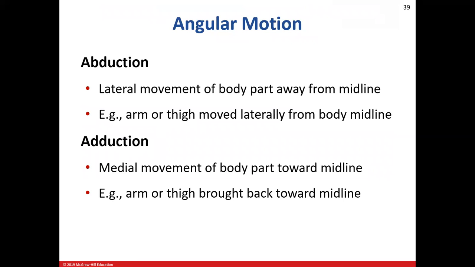Some other angular movements are going to be abduction and adduction. Abduction is where we have lateral movement of the body part that moves away from the midline. So this is as if we were taking your arm or your thigh and actually moving it laterally away from the midline of the body. Adduction is going to be the opposite. We now take the body part and we're moving it toward the midline. This is where we take the arm or the thigh after going through abduction and now bring it back towards its resting position.